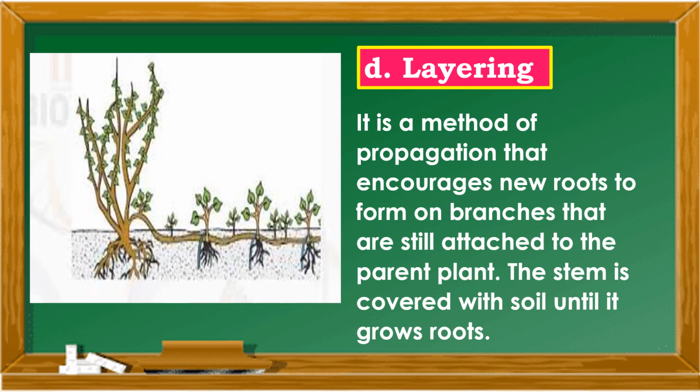Another way of artificial vegetative reproduction is layering. It is a method of propagation that encourages new roots to form on branches that are still attached to the parent plant. The stem is covered with soil until it grows roots.